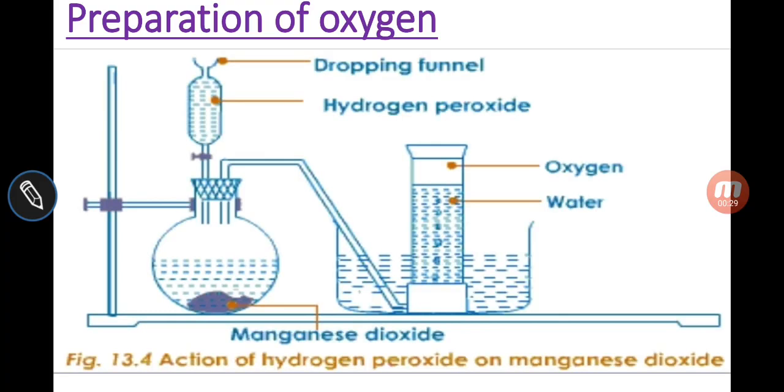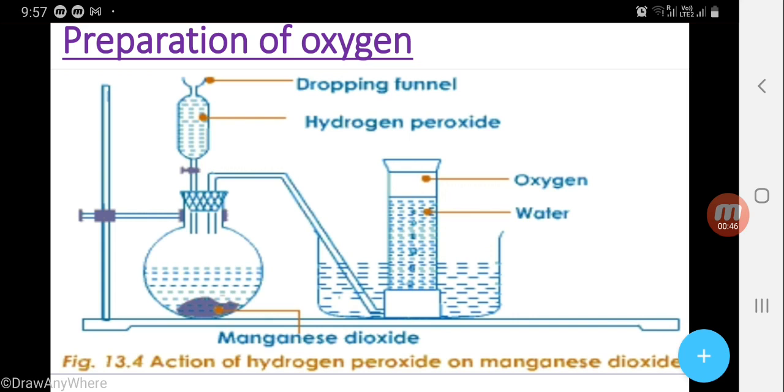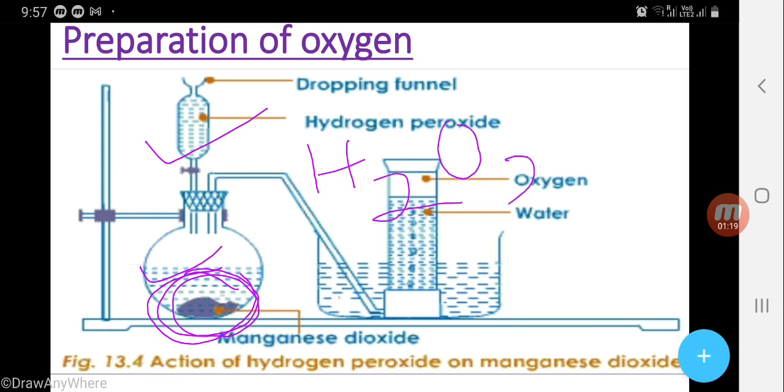So now let's see. This is a laboratory method. This image is given from the laboratory method. In this image you can see how oxygen is prepared. First, from this funnel you can see that hydrogen peroxide is delivered into the round bottom flask, and the round bottom flask contains manganese dioxide, and this manganese dioxide is acting as a catalyst. In the presence of manganese dioxide, hydrogen peroxide, the formula of hydrogen peroxide is H2O2, will decompose into water and oxygen, and that oxygen gas is collected into the gas jar.